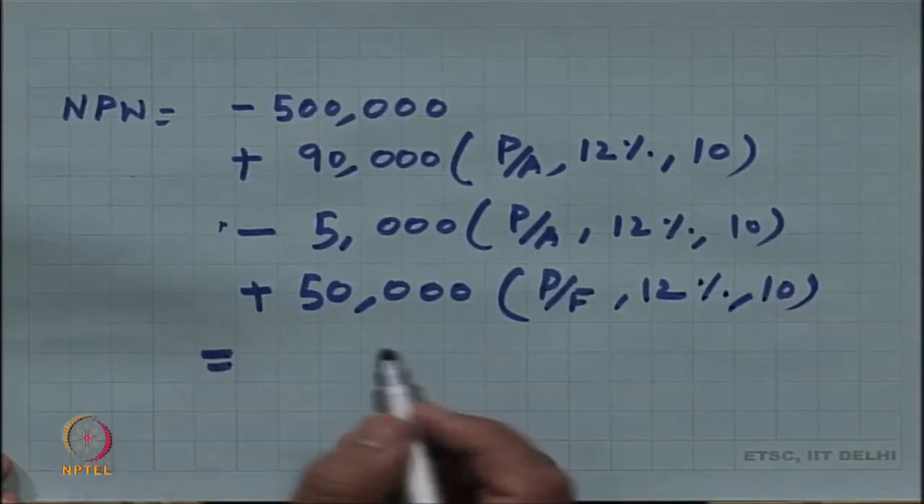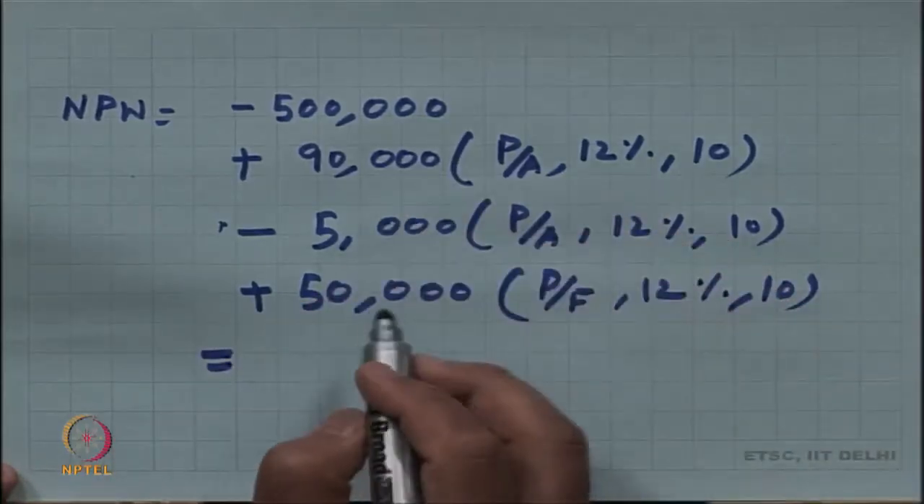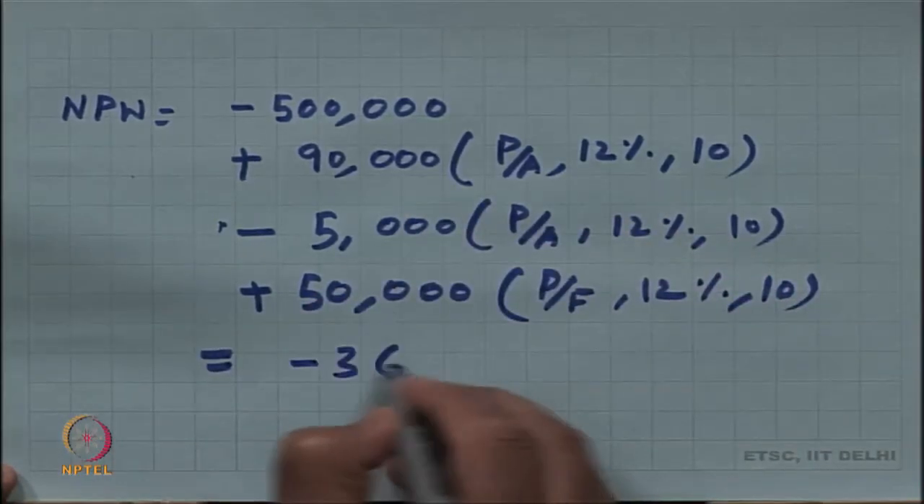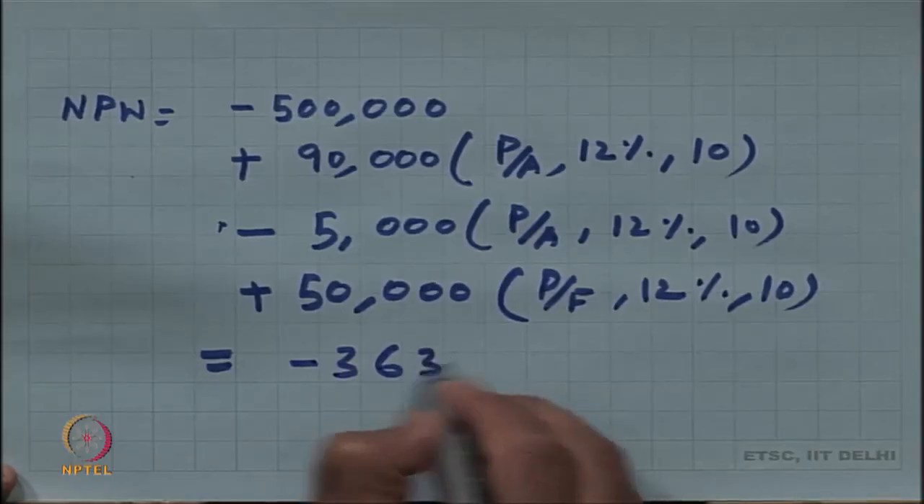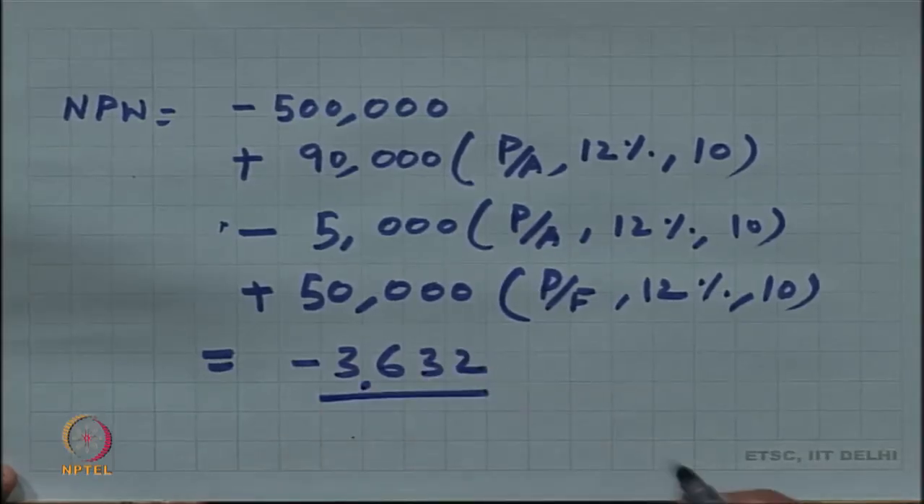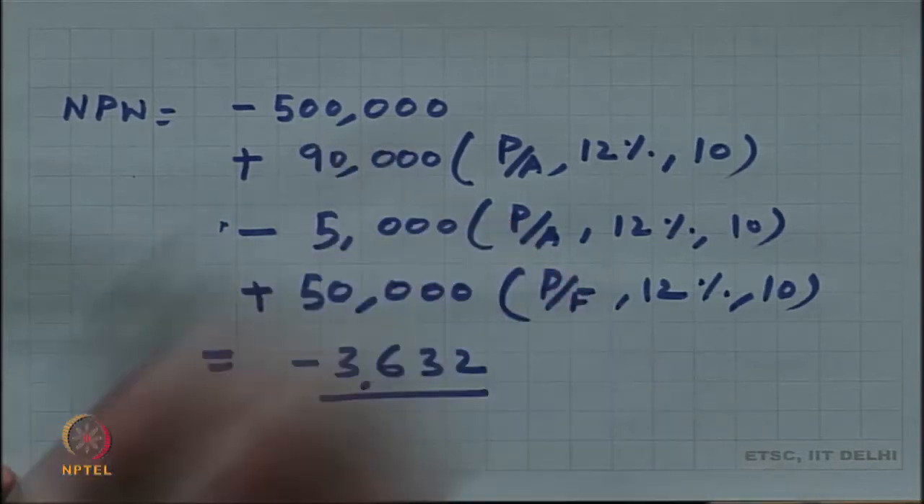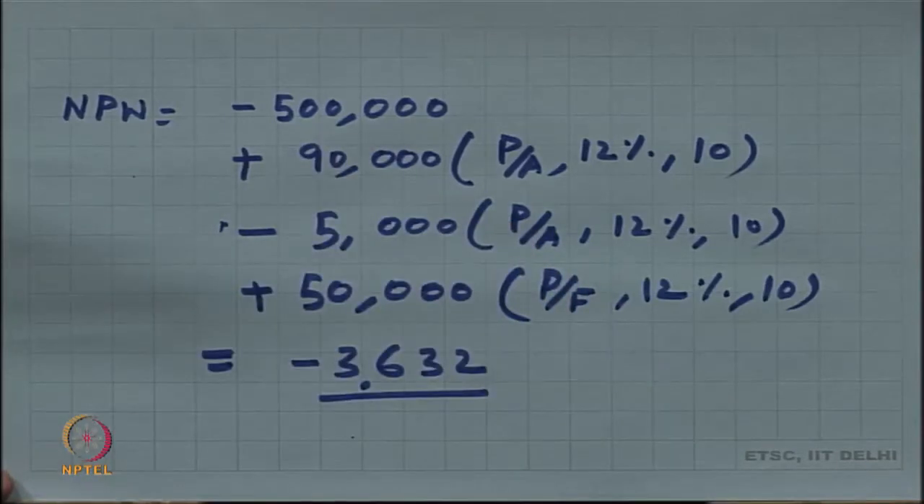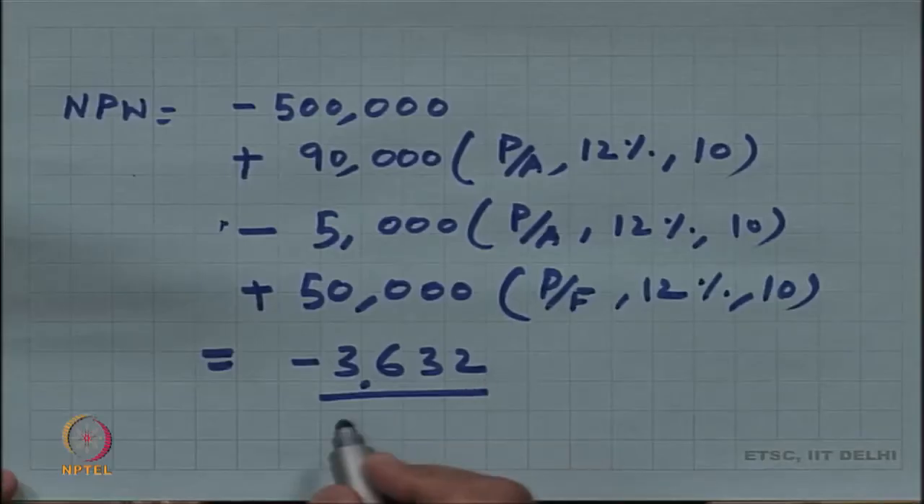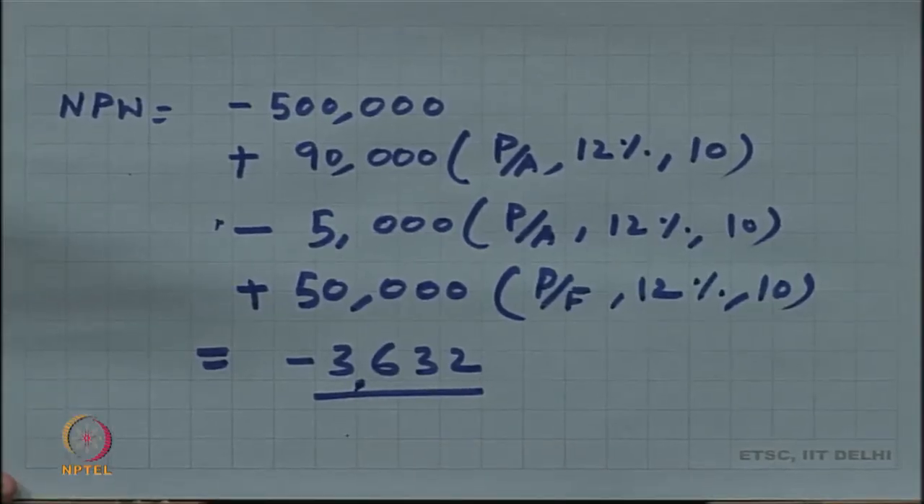So, you will find that we are getting a minus value, minus 3,632. So, what you find here is that with 100,000 incoming, we were getting a positive value, whereas with 90,000, just a 10,000 drop in income, you find you are landing in a negative value. So, now with this value your decision would be not to pursue this investment plan.